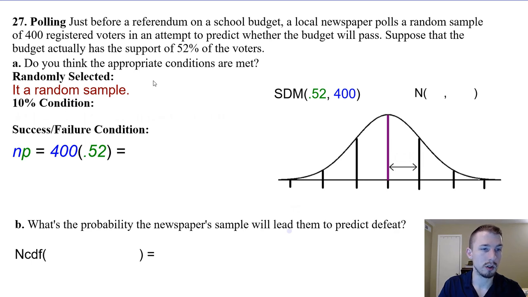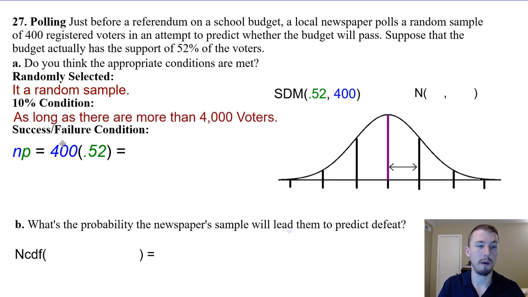10% condition. Because we're sampling without replacement, it's not truly independent, so as long as we're sampling less than 10% of all the people who are going to vote, then it's okay because the probabilities will change, but they'll change so slightly it won't change our end results. So as long as we have more than 4,000 people who are going to vote, then we're sampling less than 10%, so we're good to go.